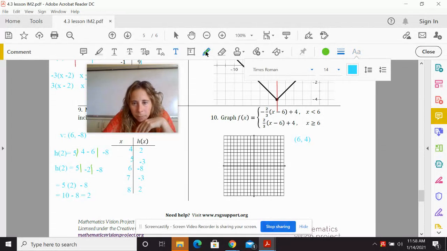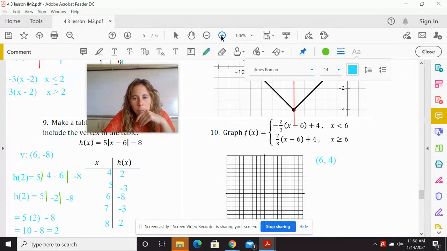Okay, let me zoom in. So 6, 4. 1, 2, 3. Oh, wait, no. 1, 2, 3, 4, 5, 6. 1, 2, 3, 4. Okay. There we are. There's our vertex.